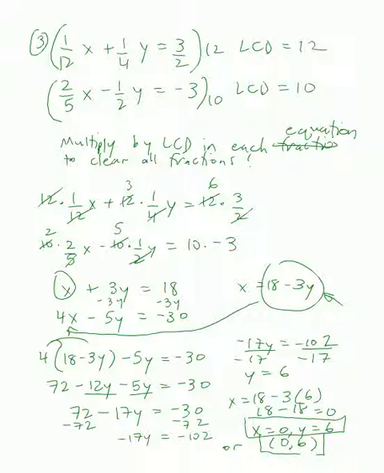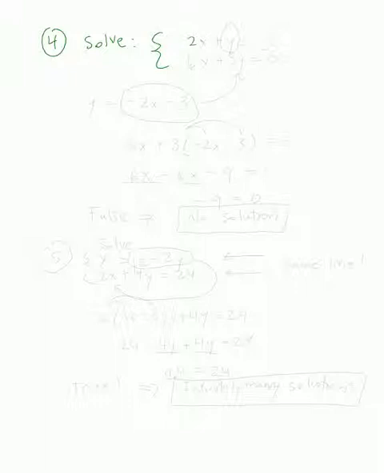Okay, we've done a lot of different examples. Let me show you some special cases. So I want us to solve the following system of equations. It's going to be 2x plus y equals negative 3, and 6x plus 3y equals 0.